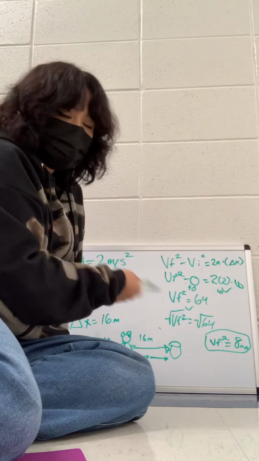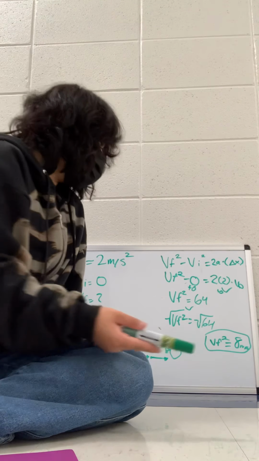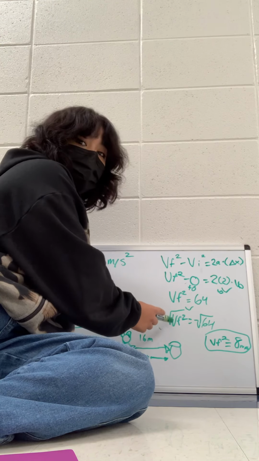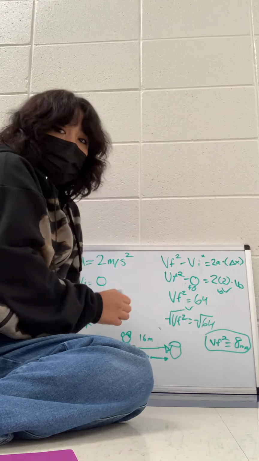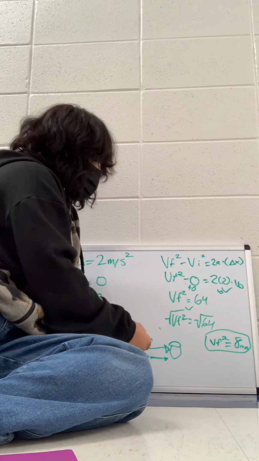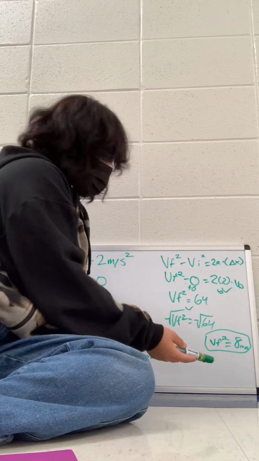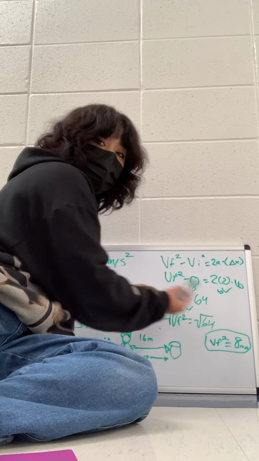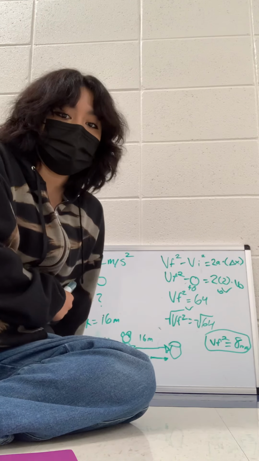After I distribute and solve, right before I find my final answer, you get v of f squared equals 64. To cancel the square, we have to take the square root of both sides. The square root of 64 is 8. Hence, v of f equals 8. That is our final answer. That is what the final velocity is.